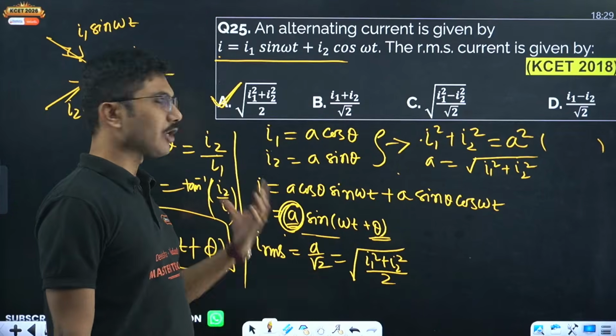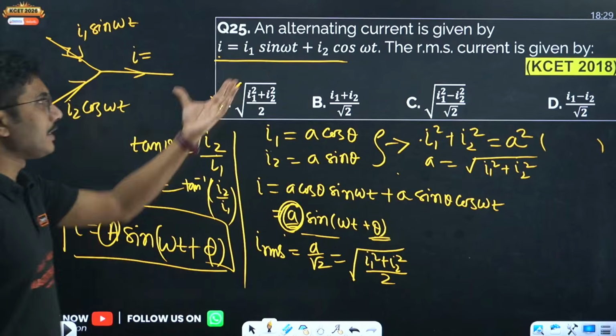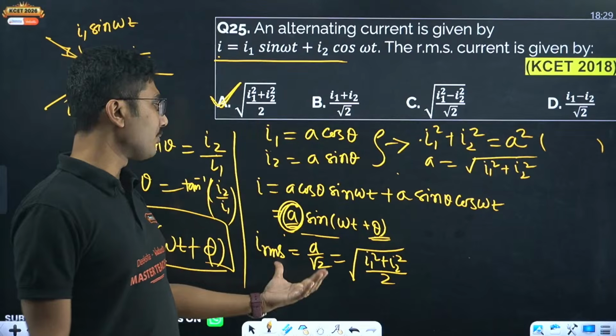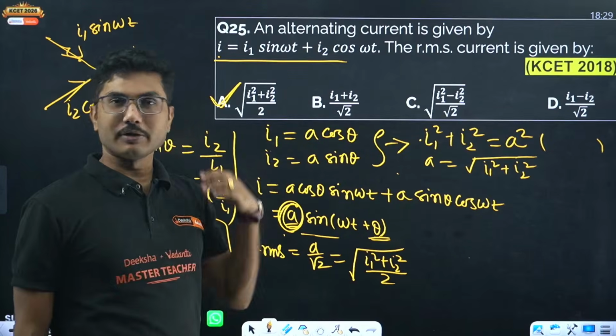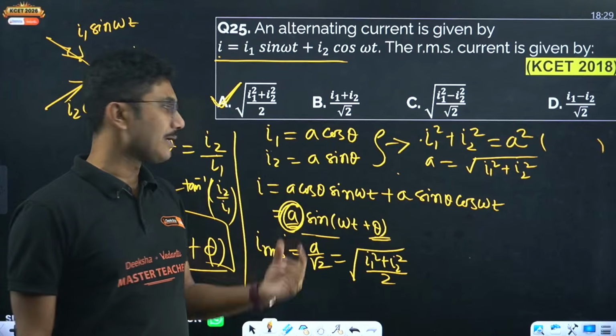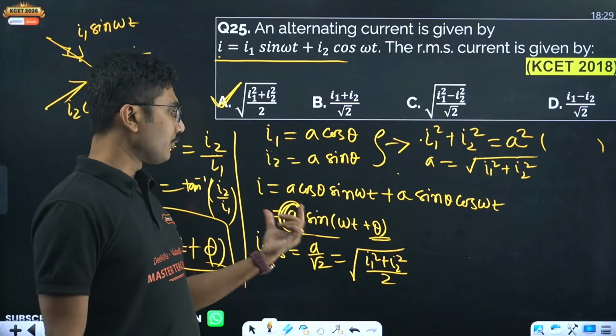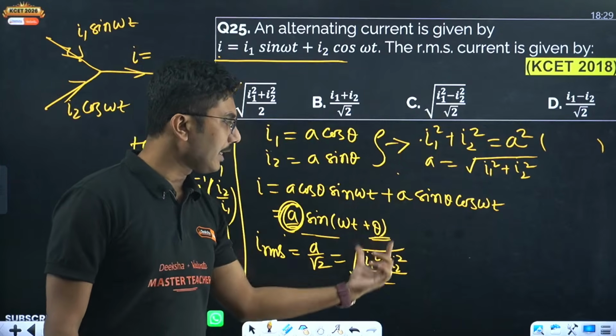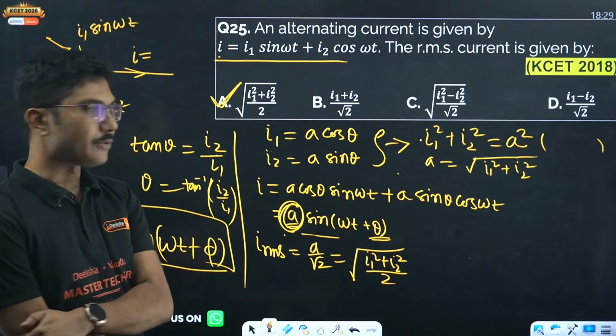For RMS voltage, the voltage is given in terms of like this. Again the same method you have to follow, and voltage RMS is also Vmax by √2. Here it is Imax by √2. Imax is A. So A by √2. Now put the value of A, you will get √((I1 square plus I2 square) by 2).